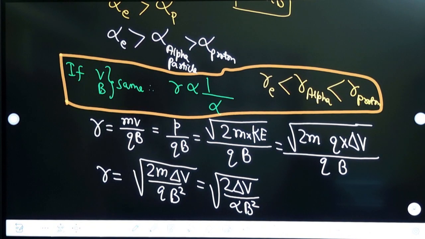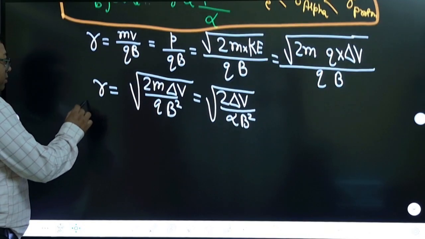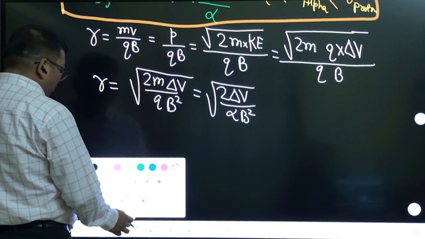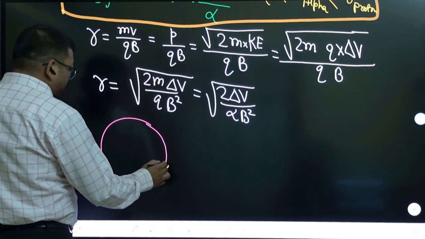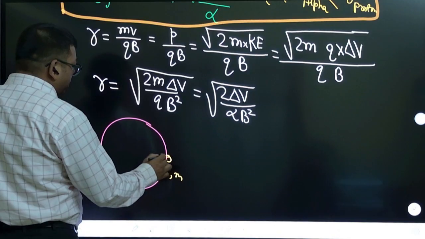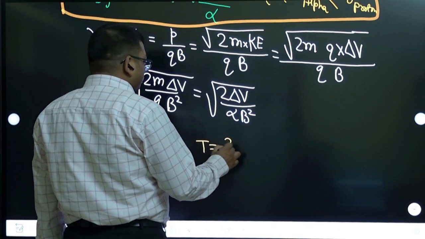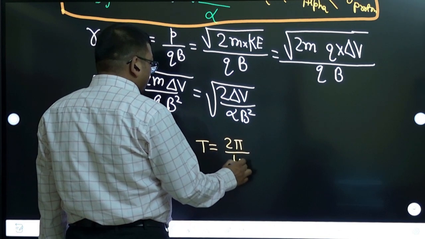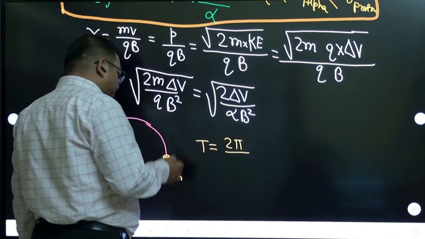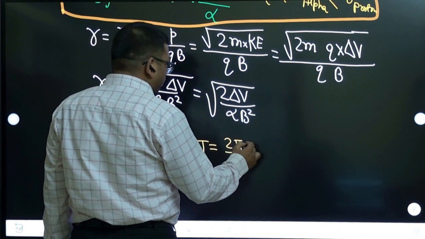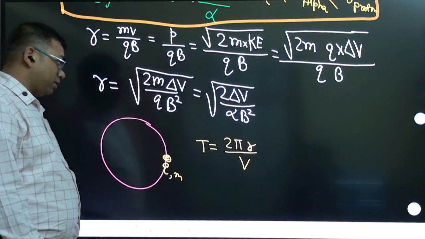Then, because the charged particle is undergoing a circular motion, we can calculate something more. What is that? We can calculate the time period of that circular motion, because the charged particle is going in this circle. Suppose the charged particle is q and mass is m, going in that circle. If I want to calculate time period, time period is 2 pi by omega. Or you may also simply write it as distance by speed. In one circle the distance is 2 pi r, divided by speed.